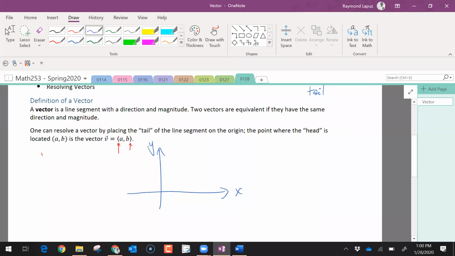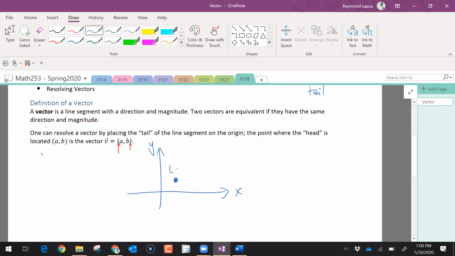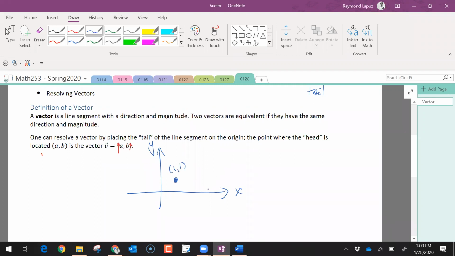So let's draw a vector in our 2-dimensional plane for now. Let's say its tail starts off at 1, 1, and its head will go to, let's go to 3, 2. And so the vector that we're actually looking at is a vector whose head is at 3, 2, and whose tail is at 1, 1. Okay.